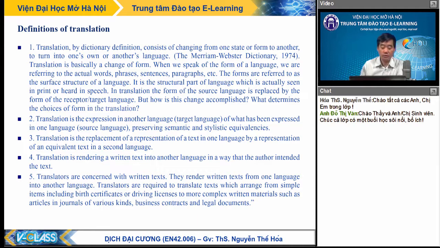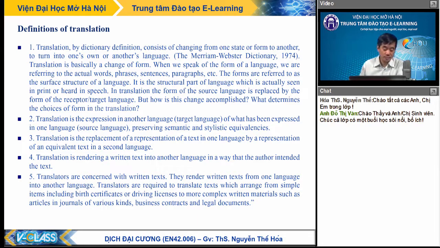And now we move on to the second definition. Translation is the expression in another language, in this case the target language, of what has been expressed in one language, the source language, preserving semantic and stylistic equivalences. So what is a source language and what is a target language? When we translate from English into Vietnamese, in this case, English is the source language and Vietnamese is the target language.